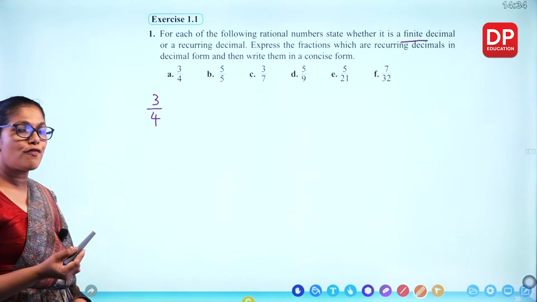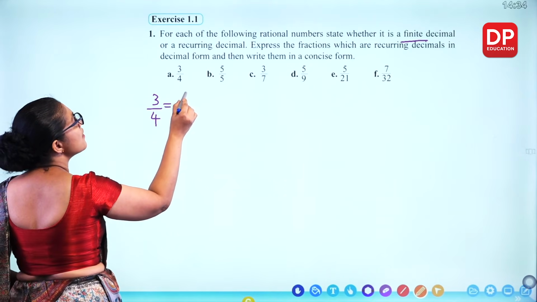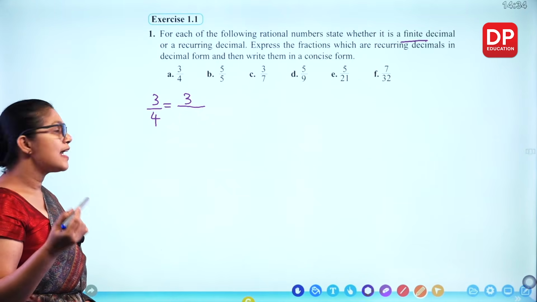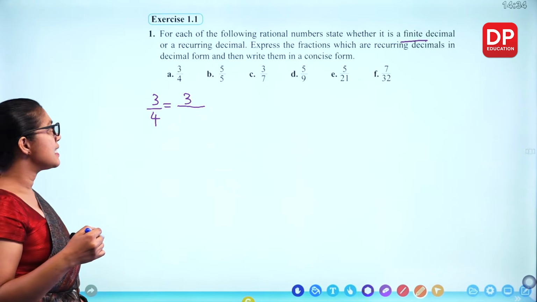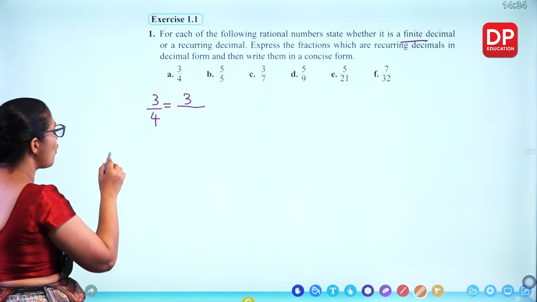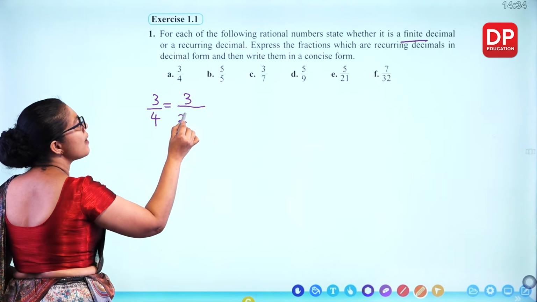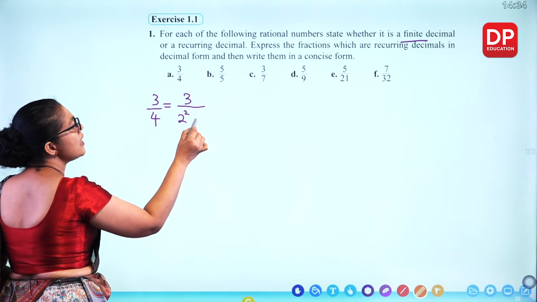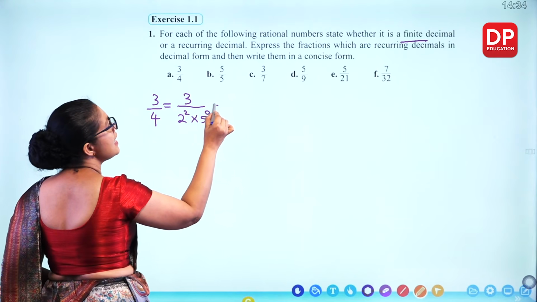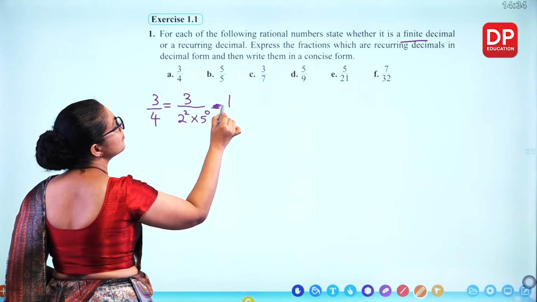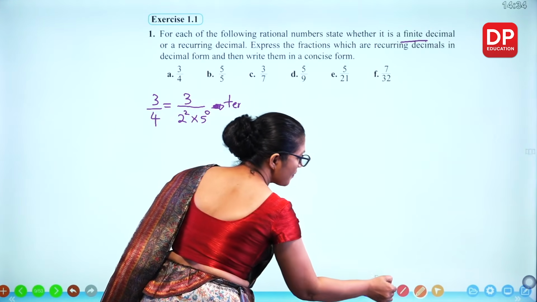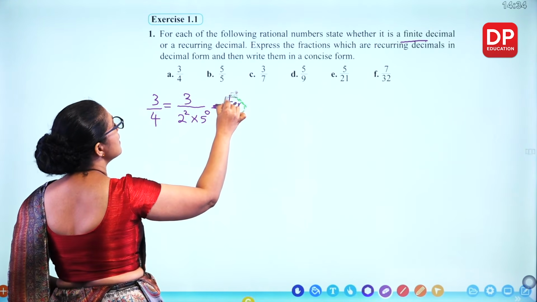Okay, we'll take 3 over 4. So what's the general form? If we can write down p over 2 to the power m into 5 to the power n form, those are terminating decimals or finite decimals. So we'll try to write down 4. We know 4 is 2 to the power 2. So 2 to the power 2 into we can write 5 to the power 0. So this is a terminating decimal. Or I'll write down here finite decimal.